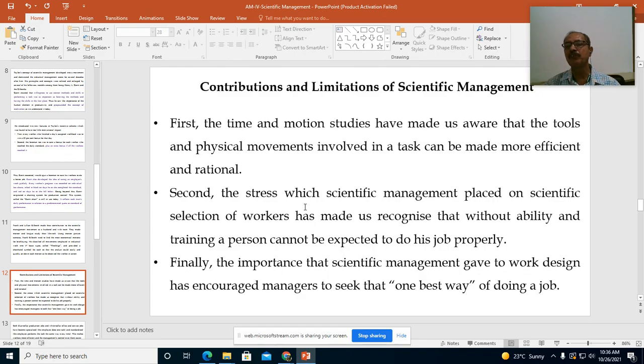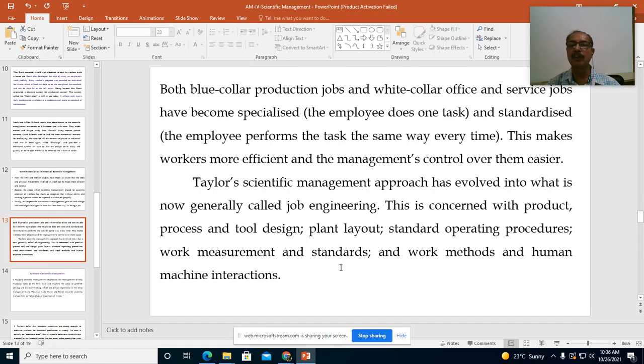So you must be knowing that most of the respected organizations of the world focus on the training and development of the worker. Finally, the importance that scientific management gave to work design has encouraged managers to seek that one best way of doing a job. That means the standardization of the work. Both blue collar production jobs and white collar office and service jobs have become specialized. Okay, Taylor's scientific management approach has evolved into what is now generally called job engineering. So it is also very important nowadays.